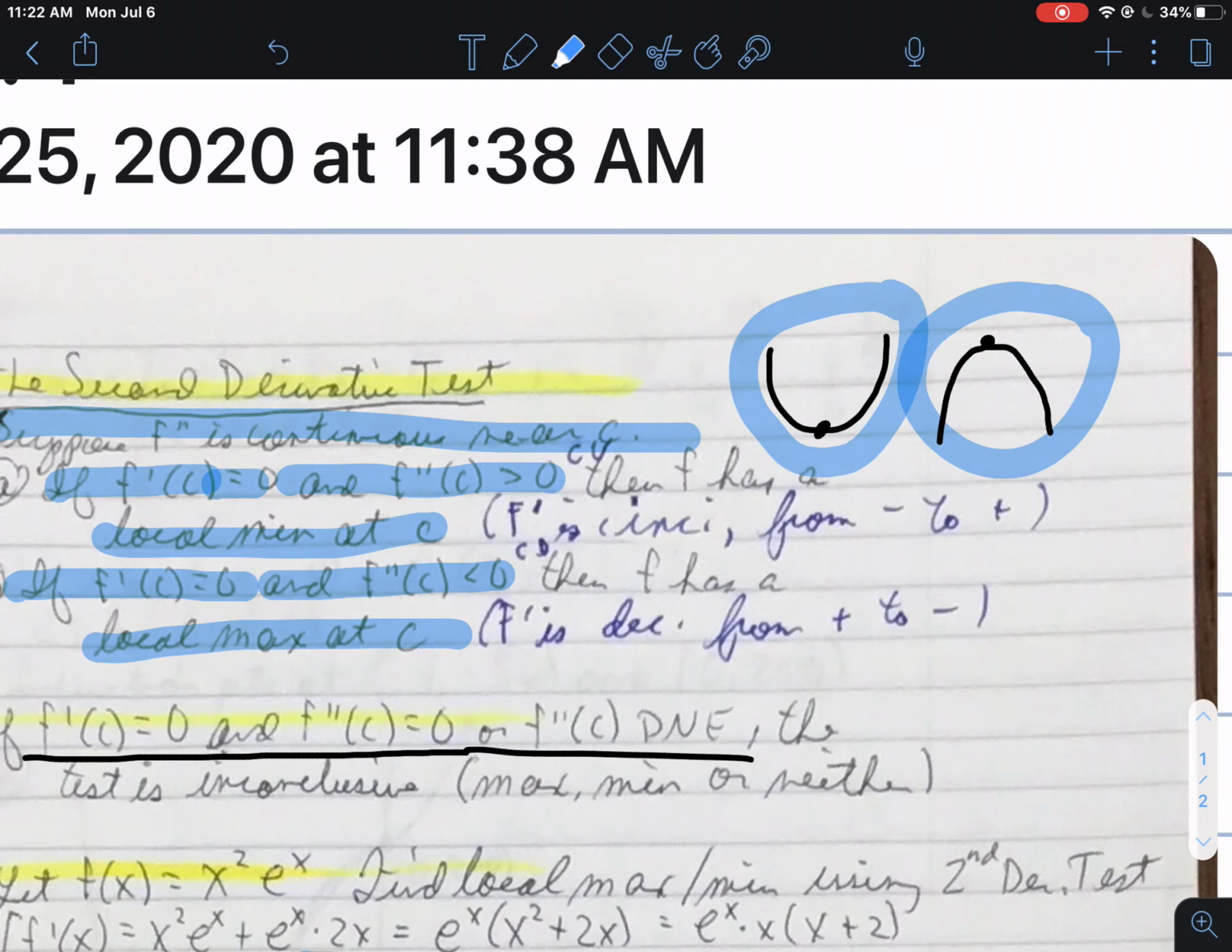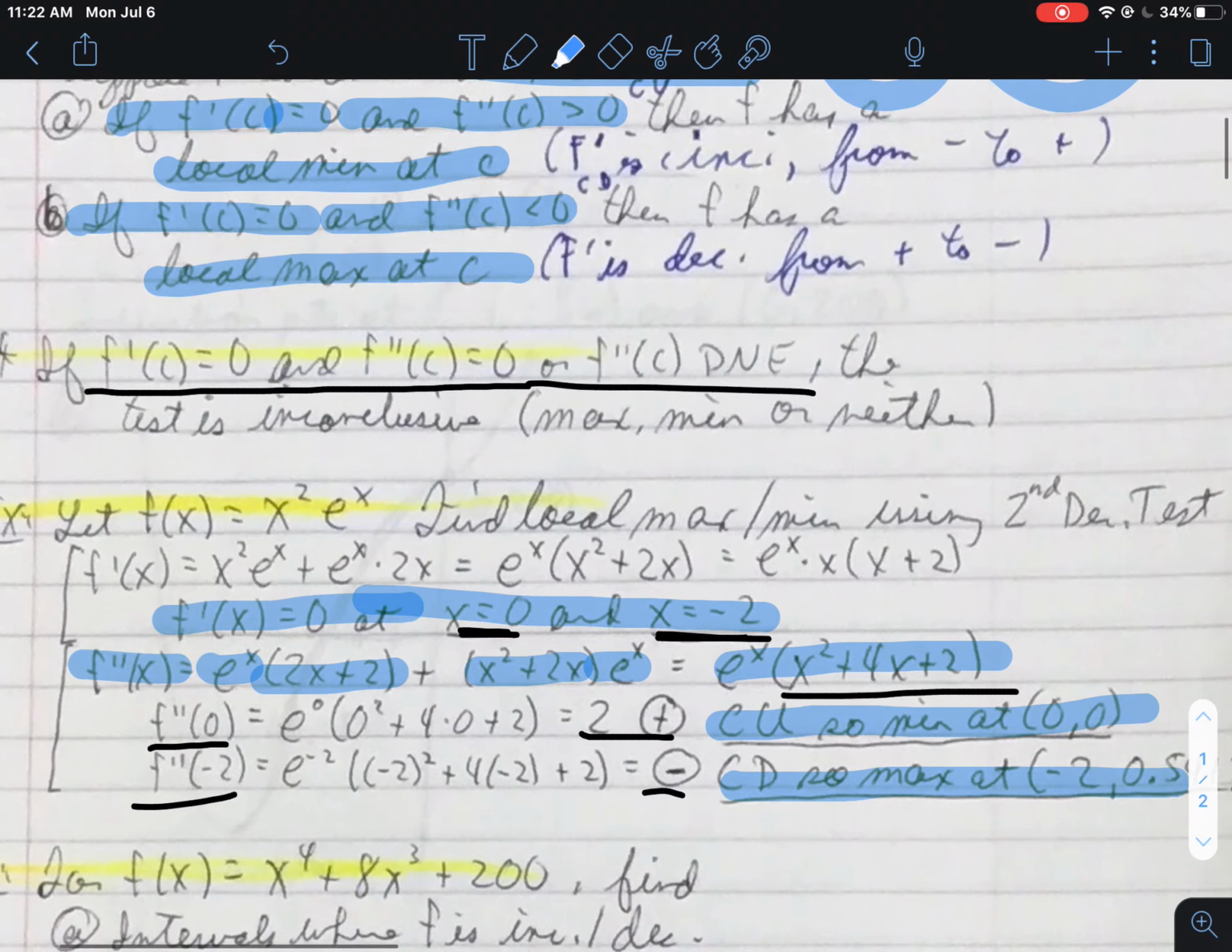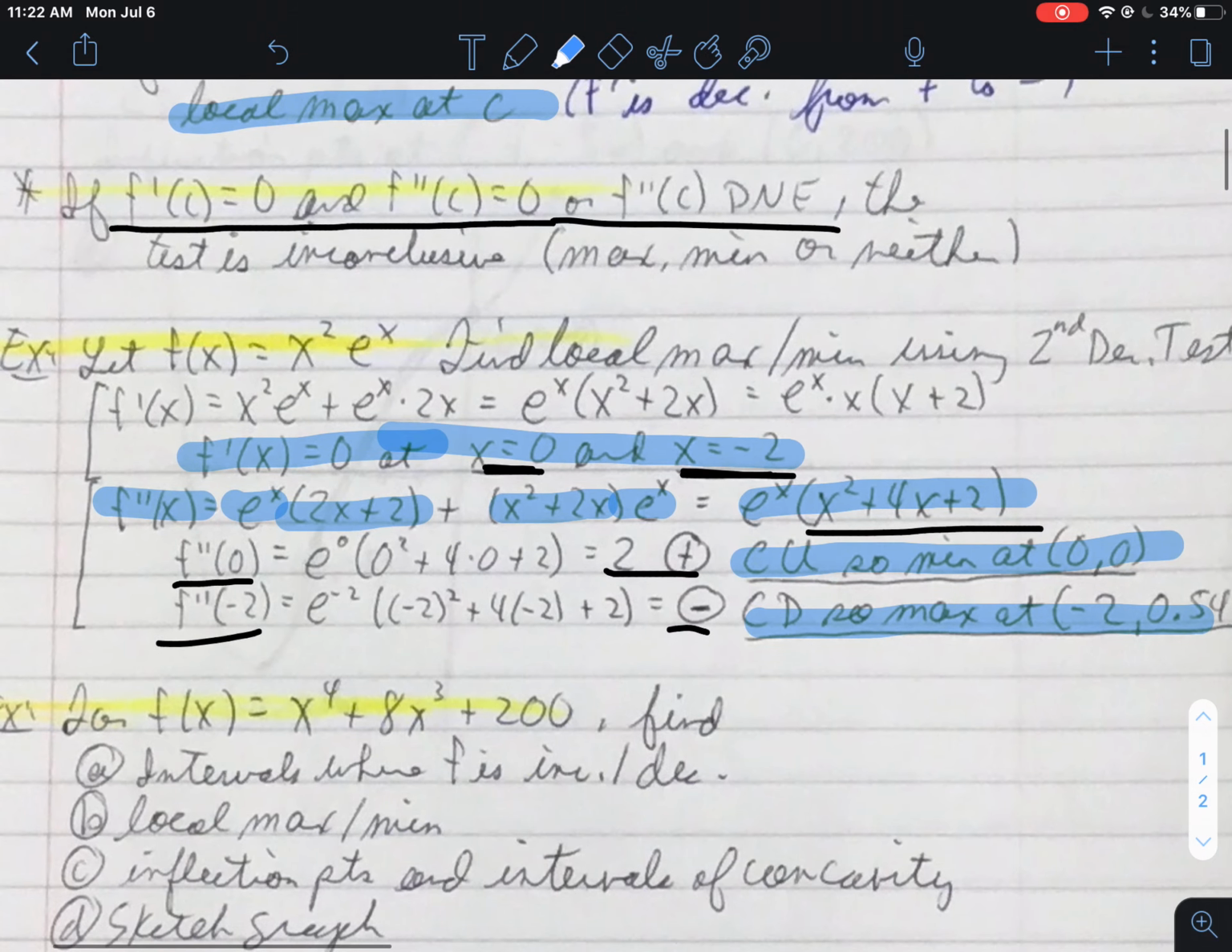Okay. But like I said, I find it's probably more confusing than anything. I would just stick with the first derivative when you're doing increasing and decreasing and maxes and mins. Now, once we start asking for concavity and inflection points, then you definitely have to bring in the second derivative. Right? That's the information you get from that.